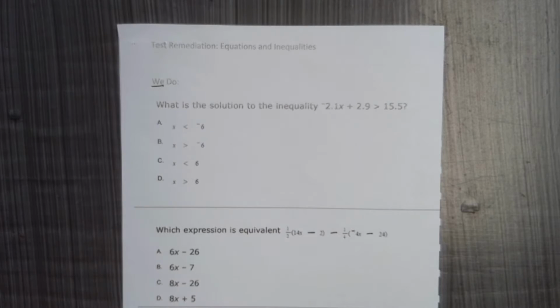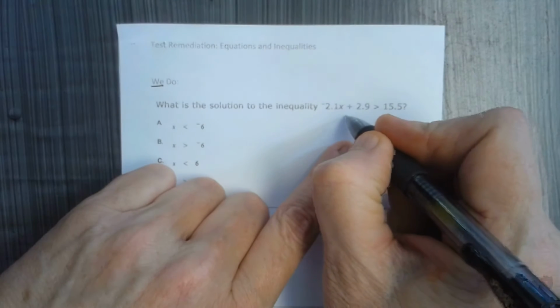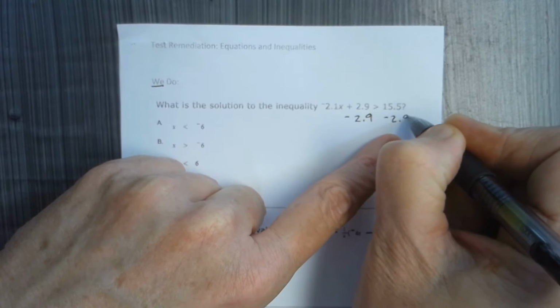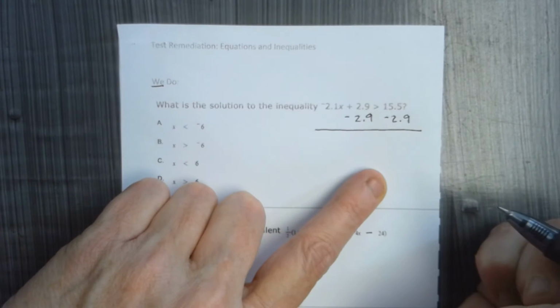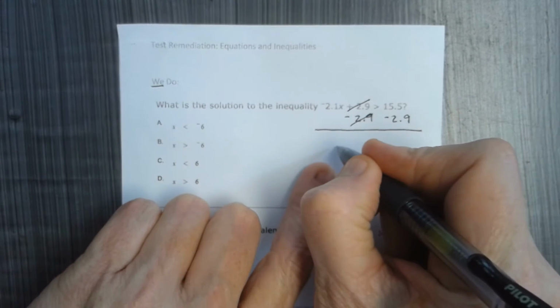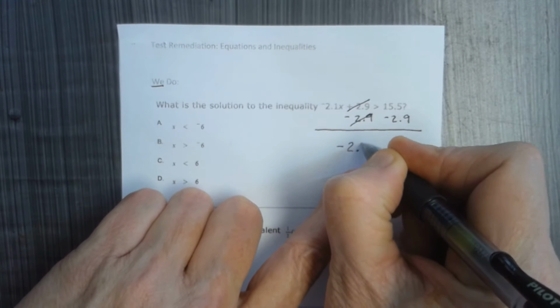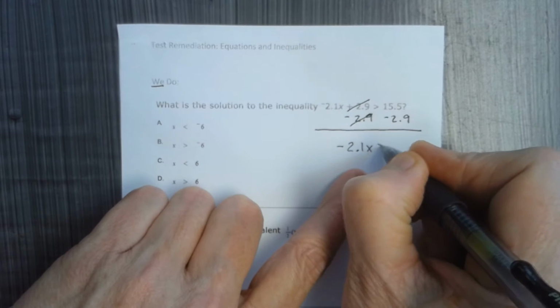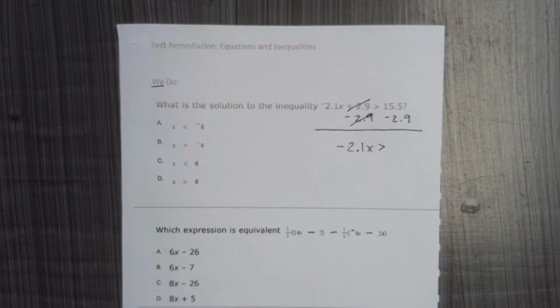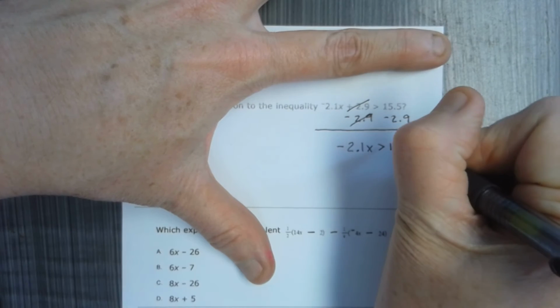One of the most missed problems. We need to subtract 2.9 from both sides of the inequality. Bring down negative 2.1x. Bring down the inequality. Subtract 15.5 minus 2.9, and you can use your calculator for this if you like. You get 12.6.